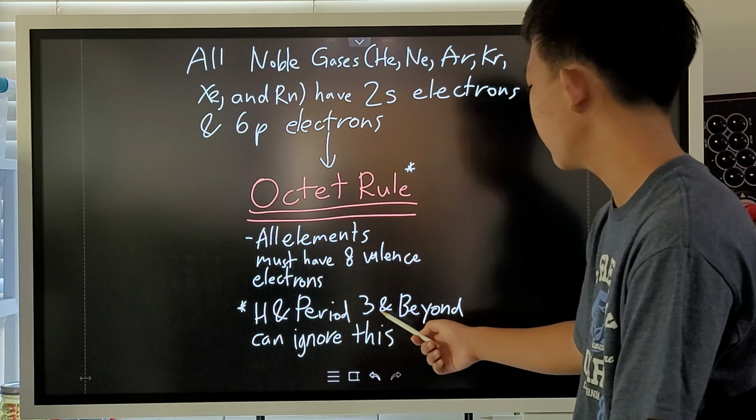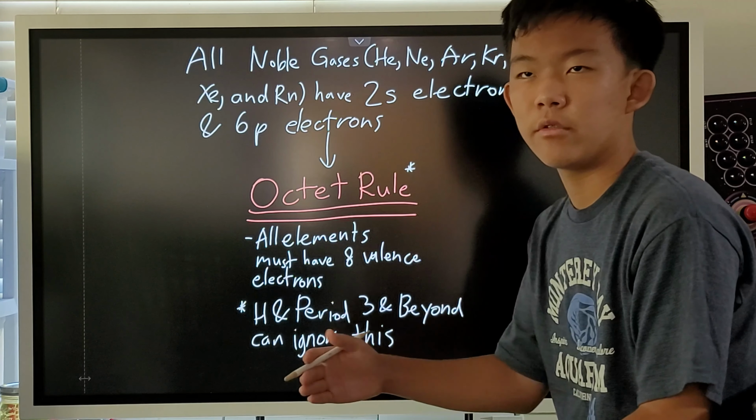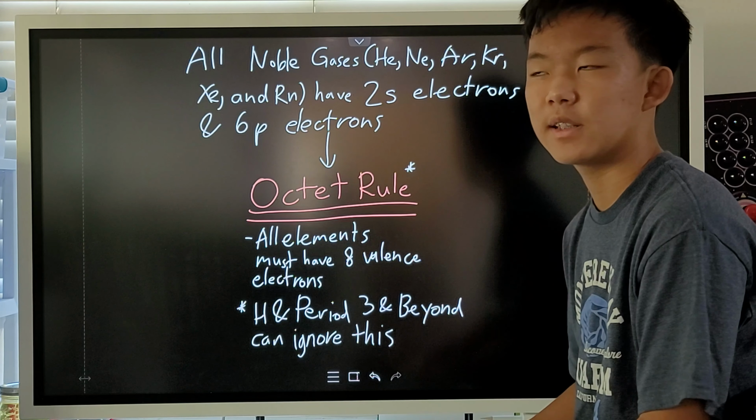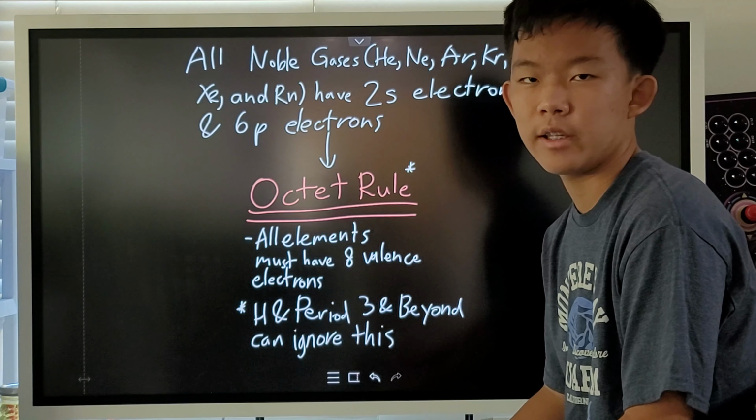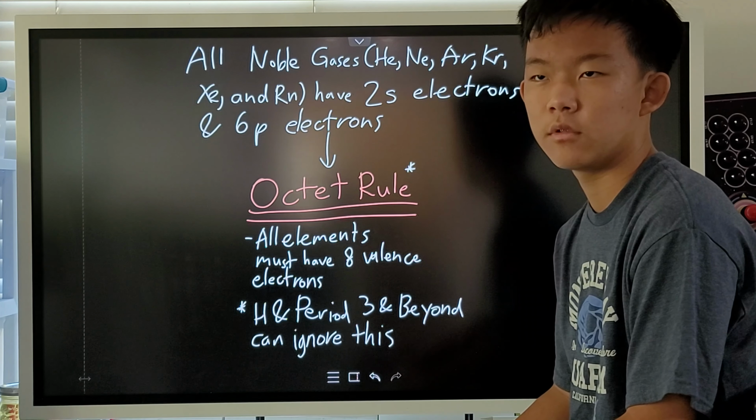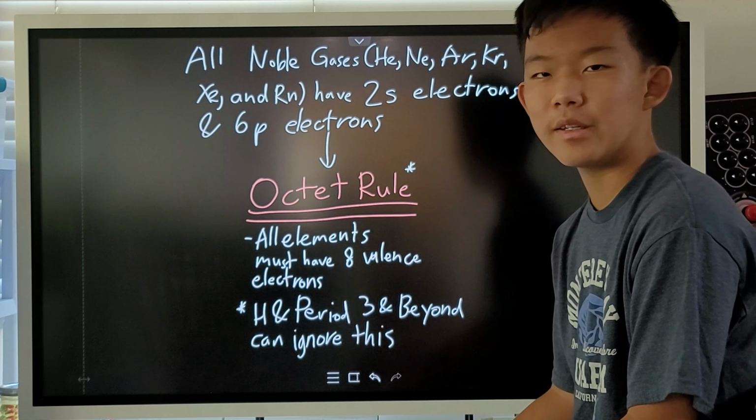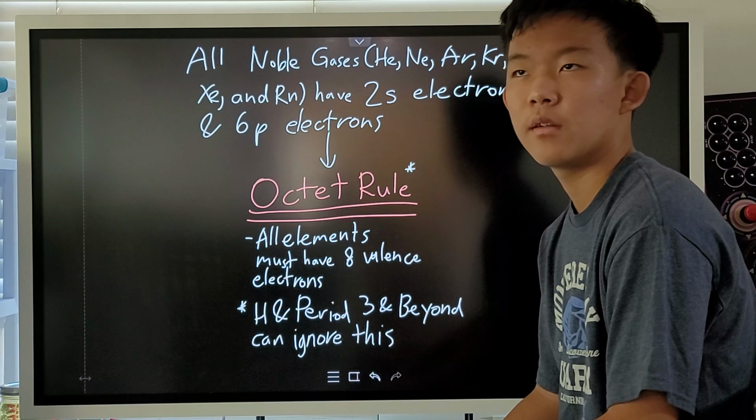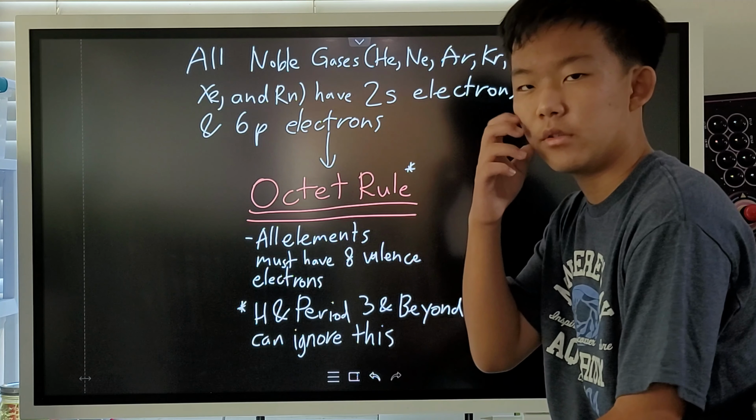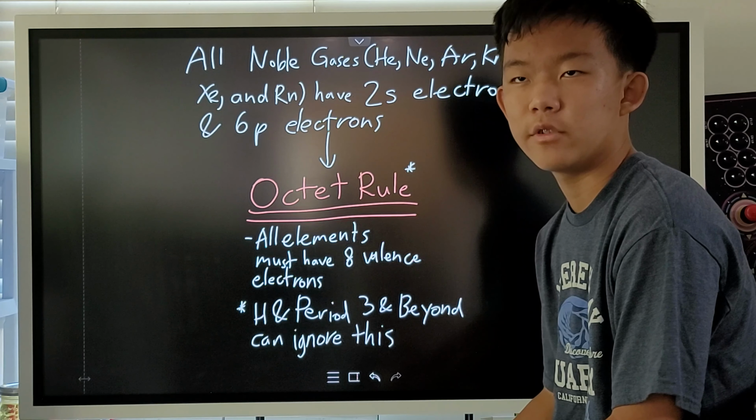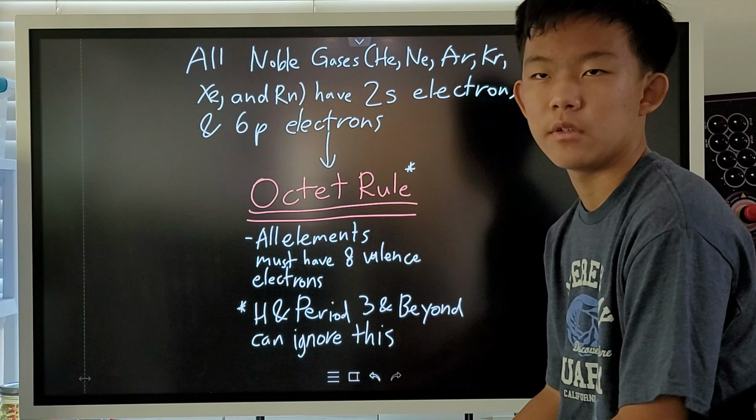Hydrogen and period 3 and beyond, in other words, row 3, 4, 5, 6, and 7, as well as hydrogen, can actually ignore the octet rule. I know, there's way too many exceptions to the octet rule, but period 2, that is, carbon, nitrogen, oxygen, and fluorine, have to follow the rule.